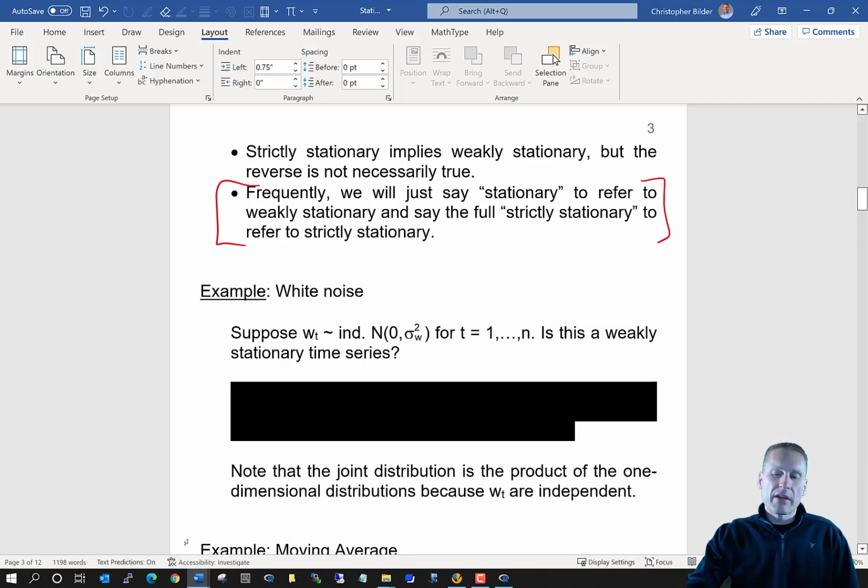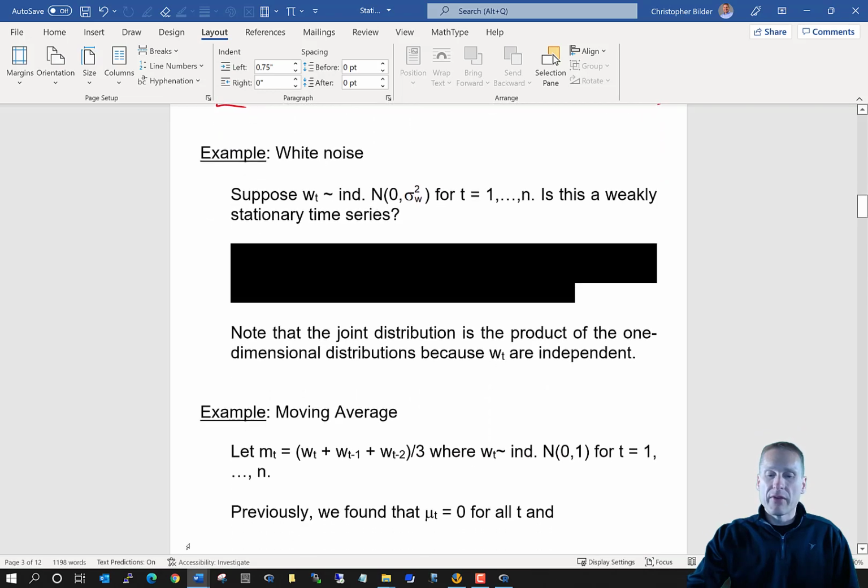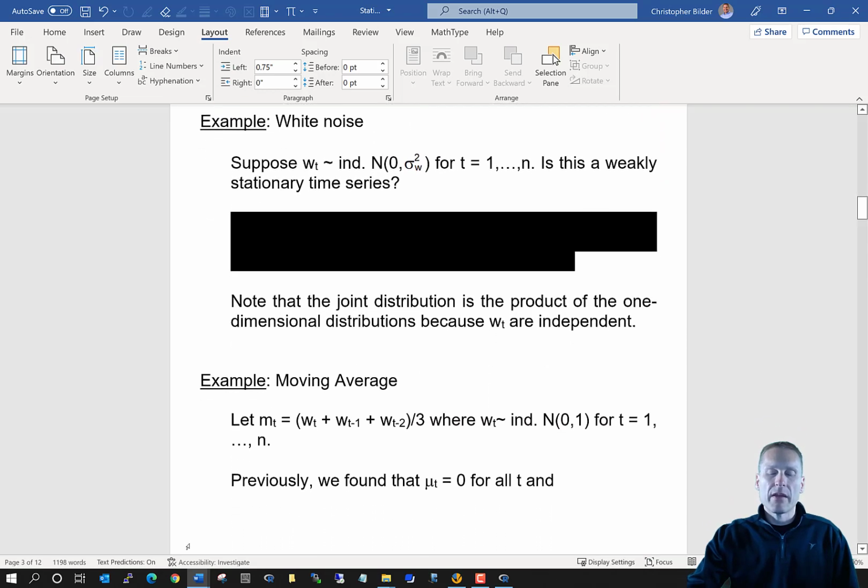Okay, so let's take a look at some examples. First of all, a very simple one. We'll talk about white noise. Again, white noise, we'll call the corresponding random variable W sub t. It's distributed independent normal 0, sigma squared W. Is this a weakly stationary time series? Well, since everything is also identically distributed, we know that the expected value of xt is always equal to 0 for all t.